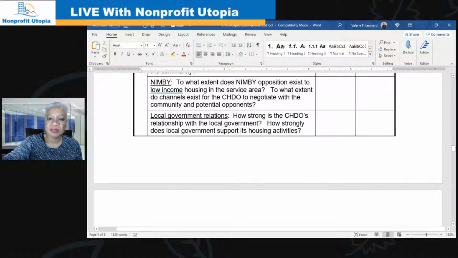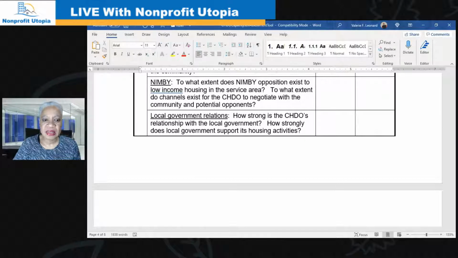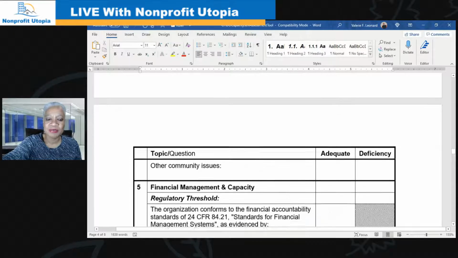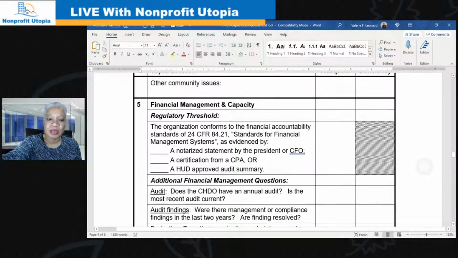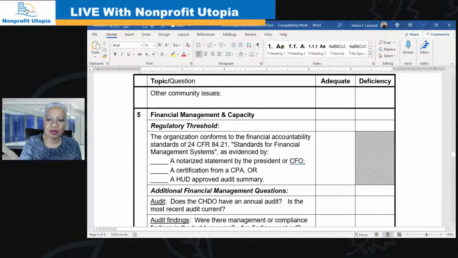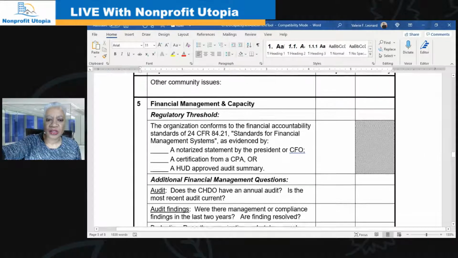Not that you can spend a whole heck of a lot of time lobbying, but you can spend a significant amount of time doing advocacy on behalf of your clients and not just your clients, but also the entire community. So, how strong are your relationships? Are your relationships strong enough to actually make things happen in a positive way for the community? And are there other community issues that you need to deal with? And you might want to rate yourself as to how effective you are in dealing with those issues.